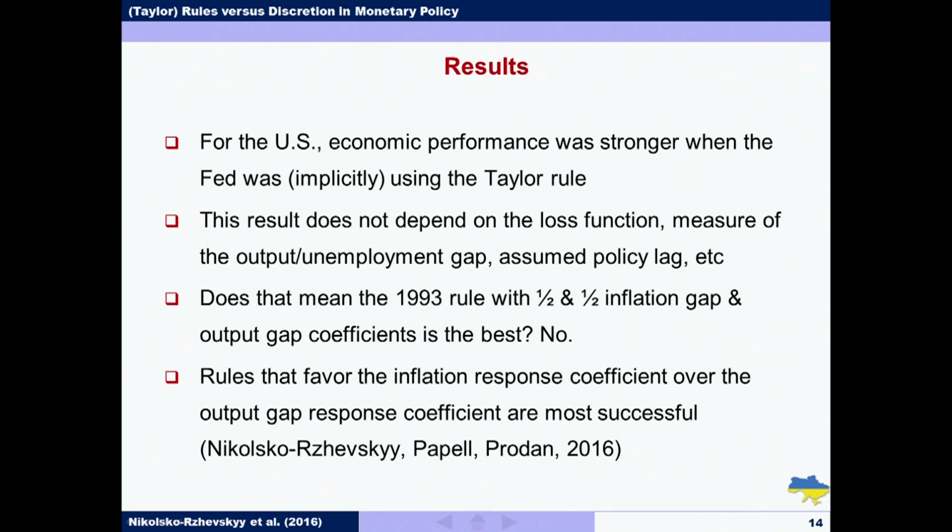What we did next, we tried to look at other Taylor rules. We tried to see how a rule with a different set of coefficients would work compared to discretion. As the results can be seen on the next slide.